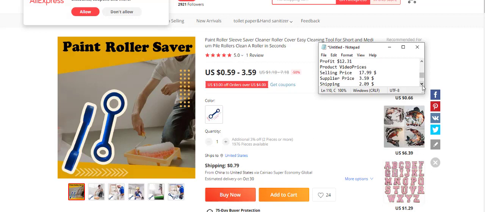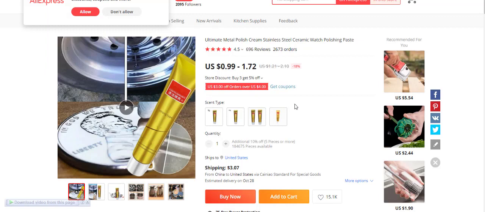Next product today is metal polishing cream for polishing metals. It has a huge amount of orders. One issue with this product is the weight, but regardless of that, you can make a huge amount of sales. You can see even here, it has 15,000 people that like it. So it's a product that is in demand and something people need.